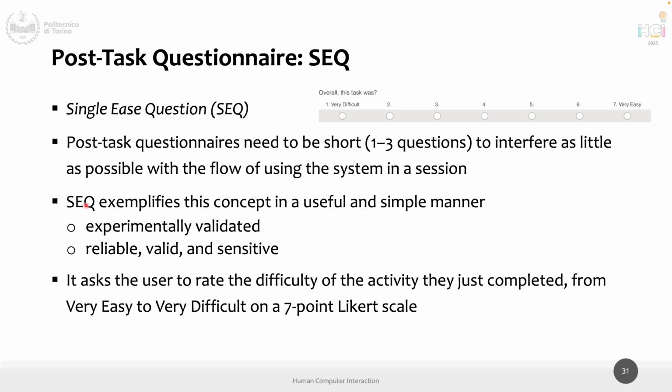If you want to use a post-task questionnaire, you can use this question instead of imagining a new question, because it's experimentally validated. So the results from this are something you can rely on and say, okay, all the participants said very easy. This was not by chance, but there is actually a good probability that it is really very easy.